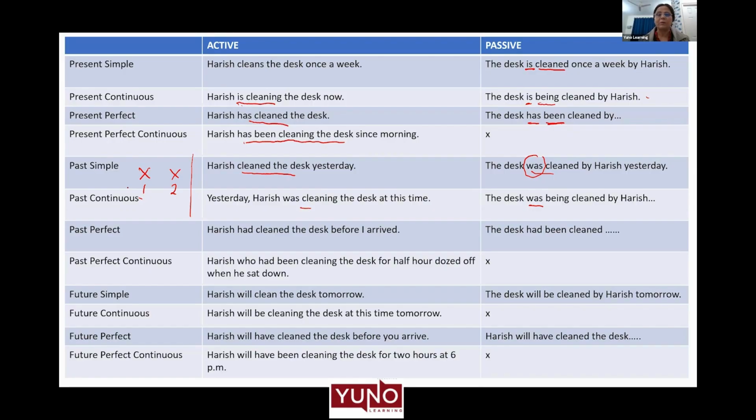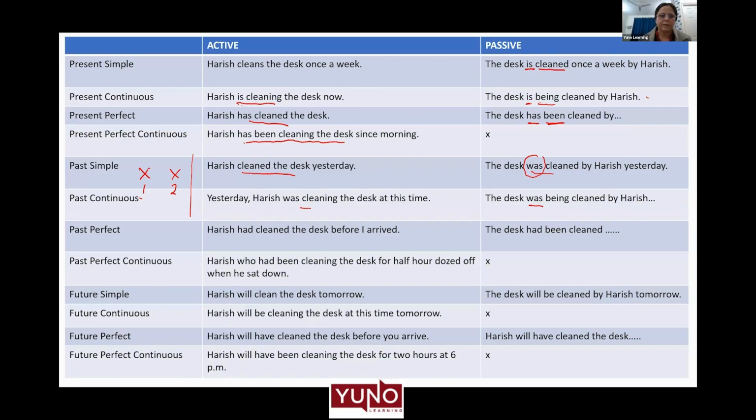Last week we discussed this kind of sentences, by the time. Okay, Arshpreet, you've raised your hand. Yes, Arshpreet, go ahead. Any question? Ma'am, we are having a sentence, the desk was cleaned by Harish yesterday, and the desk was being cleaned by Harish. And when we use these two sentences, what are the situations?